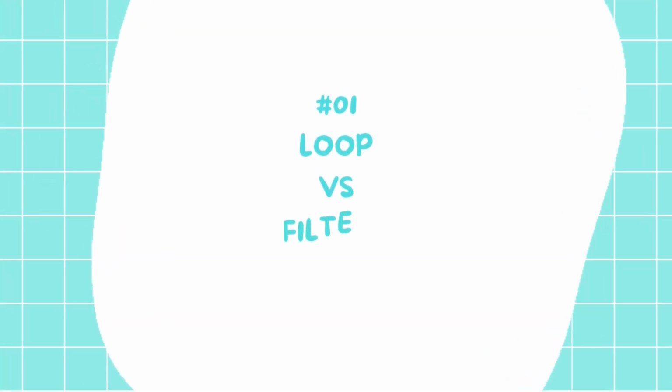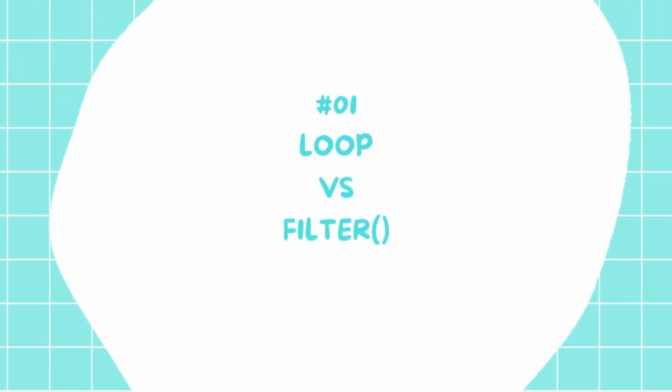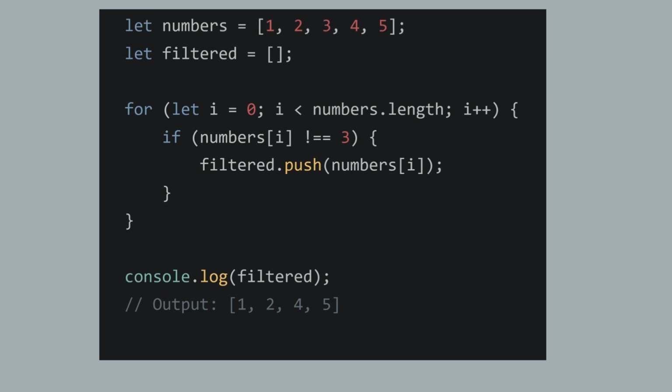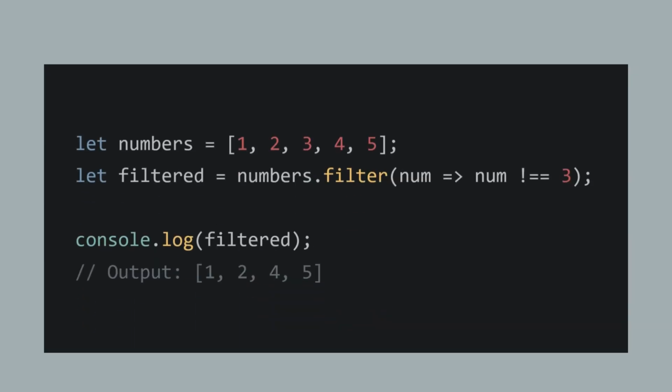The last and definitely not the least, number 1, looping versus filter. Why use loops when you can use filter, which is more efficient and declarative for removing items? Using loops to filter would lead to writing more and more code, making your code less readable and maybe hard to maintain. So opt for the filter method instead. So instead of manually pushing items, just use the filter method to keep the ones you need. The filter method is also very readable, very easy to understand.